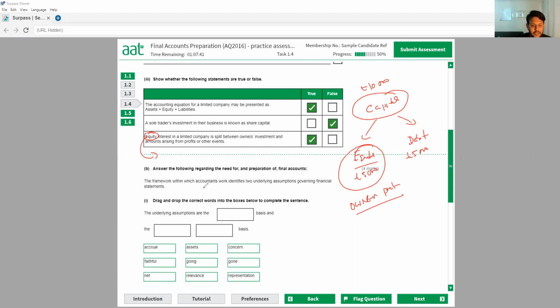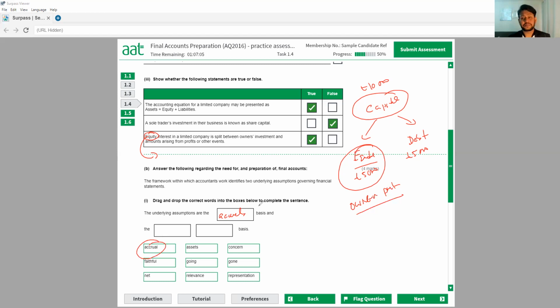All right, let's read the next one. Answer the following regarding the need for and preparation of the final account. The framework within which accountants work identifies two underlying assumptions governing the financial statements. Drag and drop the correct ones. So the underlying assumptions are what basis? Remember, that is always accrual basis. We prepare our financial statements and accounts based on the accrual basis.